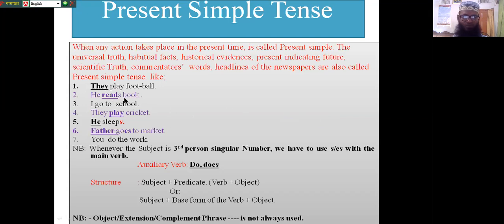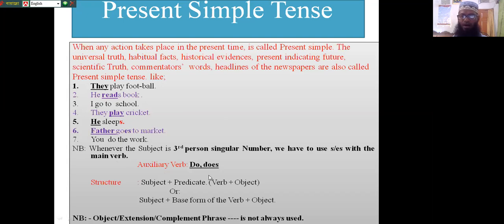Question number 2, he reads a book. He is third person single number, so you have to use S. Question number 5, he sleeps. He is third person single number, so you have to use S. Question number 6, father goes to market. Father is third person single number, you have to use ES. If there is third person single number, you have to use S or ES with the main verb.